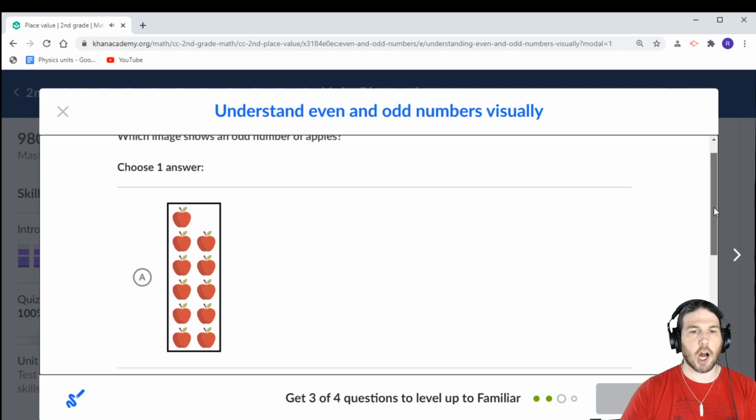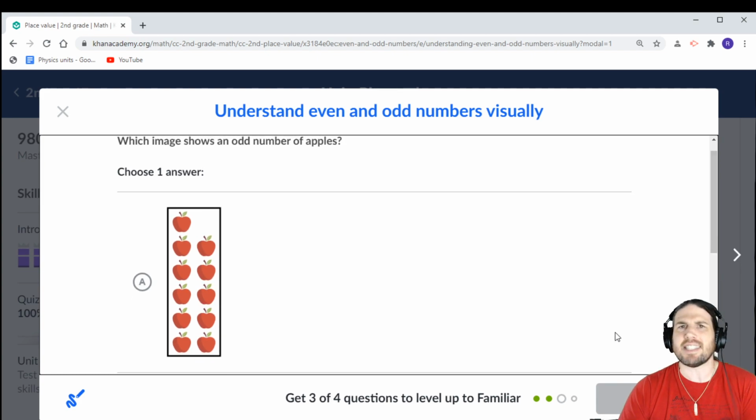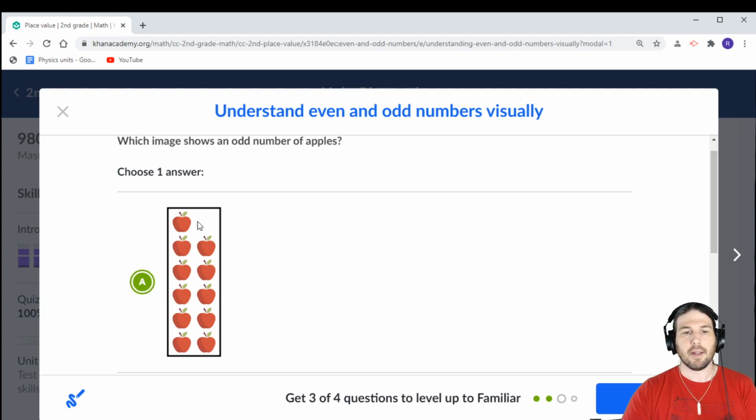Which image shows an odd number of apples? So it's much easier to tell whether something is even or odd when you put it into exactly two rows, or in this case, two columns. Because you can visually see right away that there is an apple missing there. There's an apple without a partner.